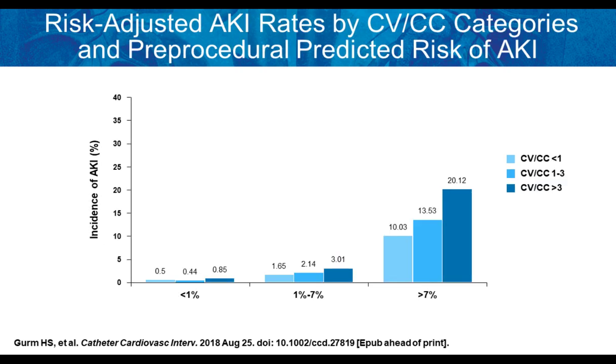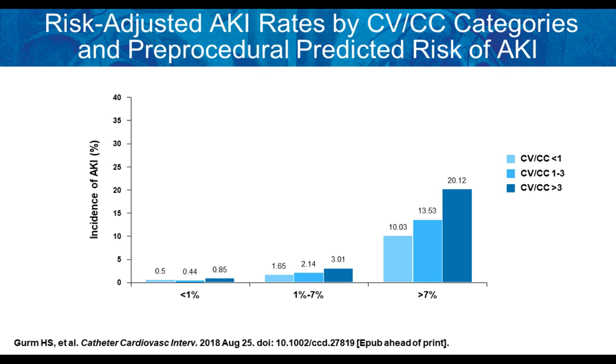However, if you look more closely, most of the benefit is in patients that are at intermediate or high risk. So if you really want to see the benefit, look to the bars on the right. These are patients where the predicted risk of acute kidney injury is more than 7%. So here, if your contrast volume is less than the creatinine clearance, the risk of AKI is 10%, versus if you're exceeding 3 times the creatinine clearance, your risk is 20%. So almost doubled. And then obviously, if you're using contrast volume between 1 to 3 times the creatinine clearance, your risk is about 13 to 14%.